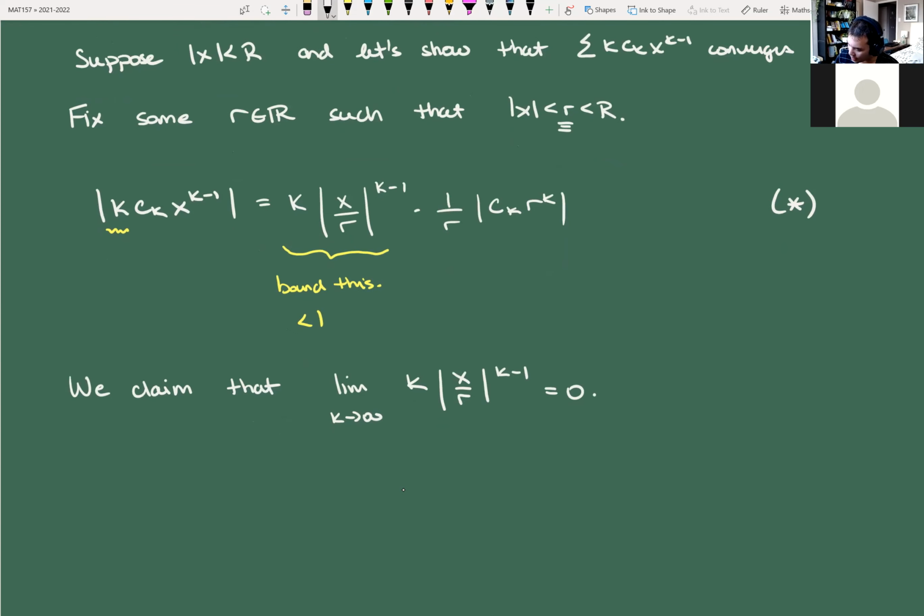Okay. So knowing now that this sequence goes to 0, we can do our usual trick where we say, well, eventually it's going to be less than 1. So let n be a big positive integer such that for all k bigger than or equal to n, k x over r to the k minus 1 is less than 1, right? And plugging this into star.